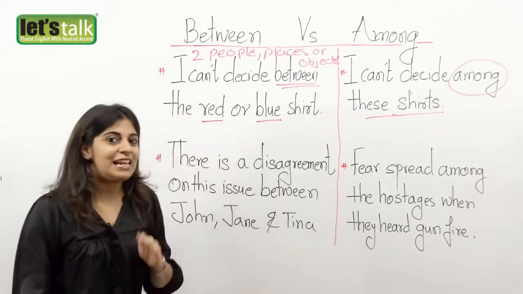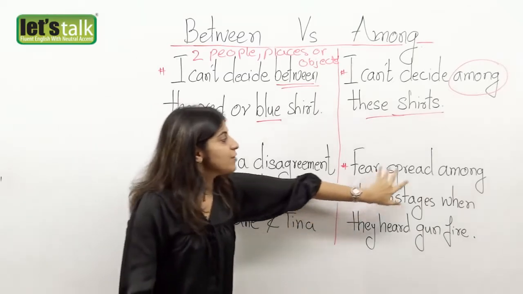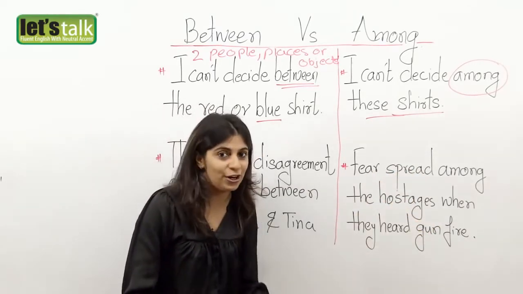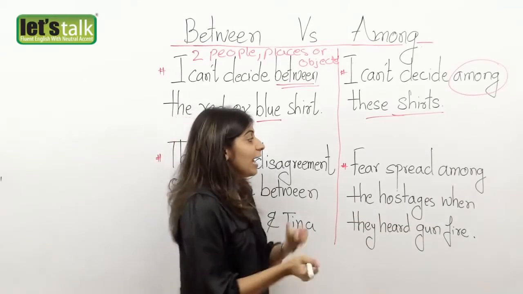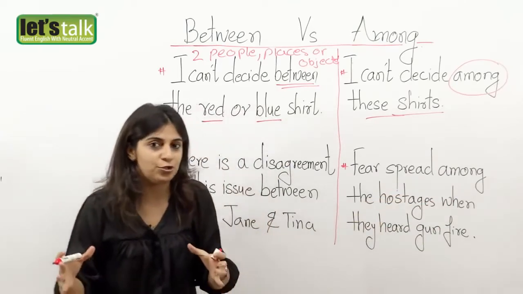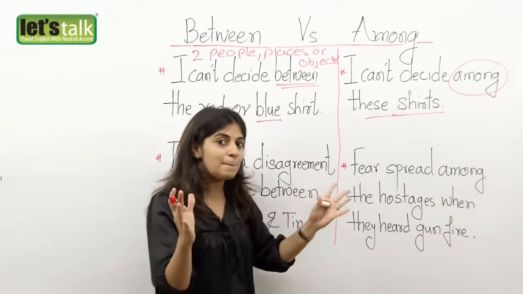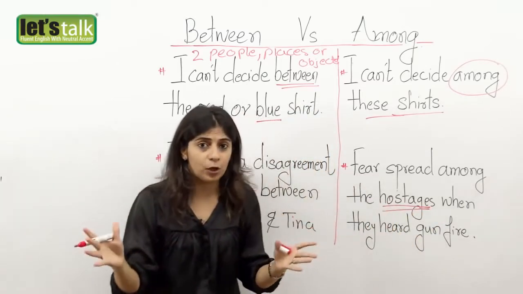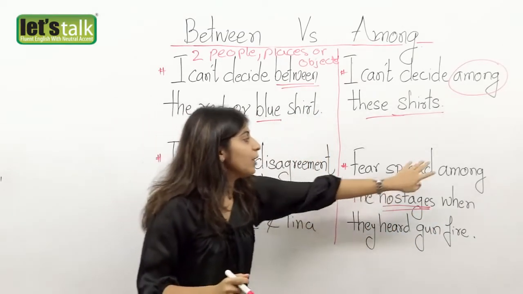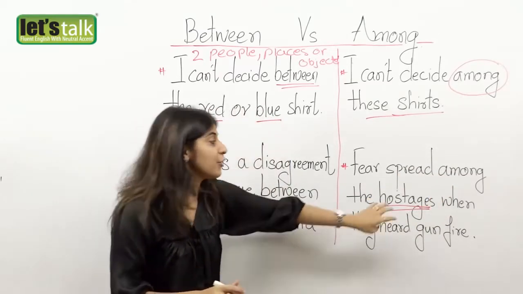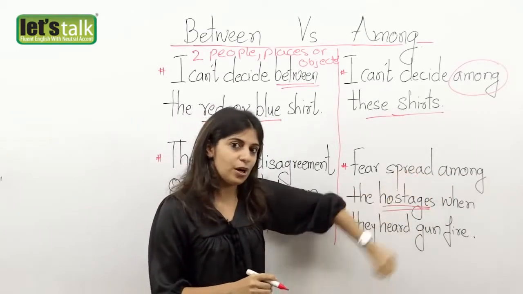So we would look at another sentence here. Fear spread among the hostages when they heard a gunfire. Okay, so here, again, we are using the word among because we are talking about a group in general. So there are so many people involved. Hostages is a number of people, okay? So that's why we are using the word among. There are not only just two people, there's a group, and that's why we use the word among.